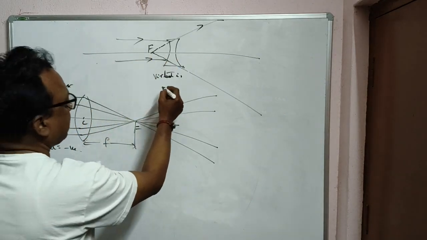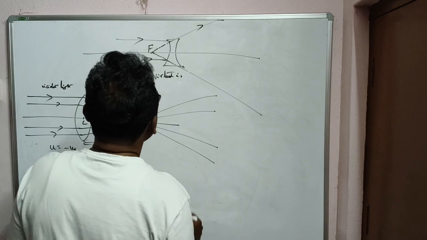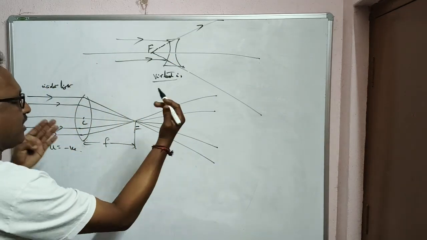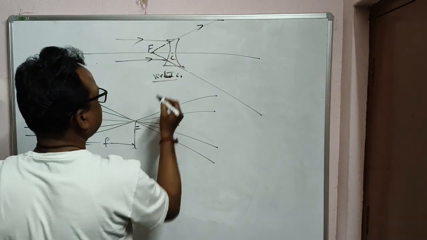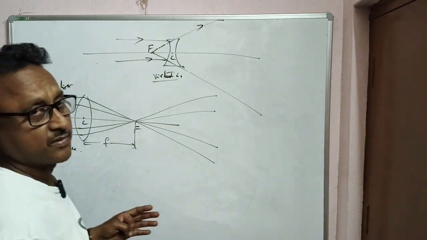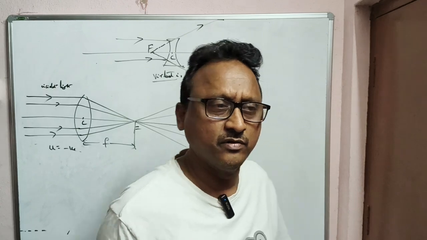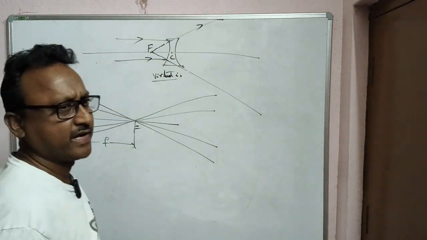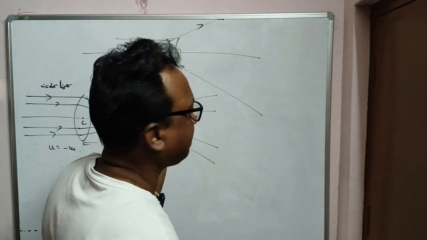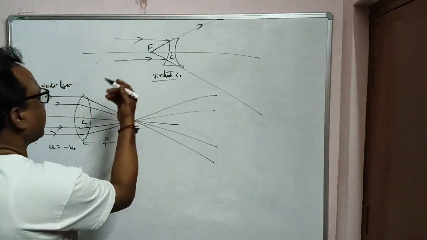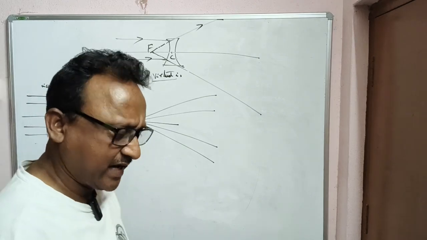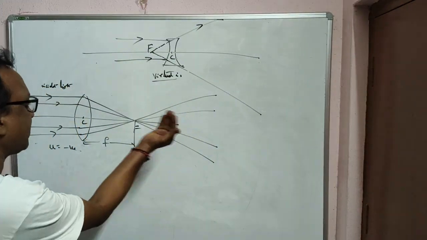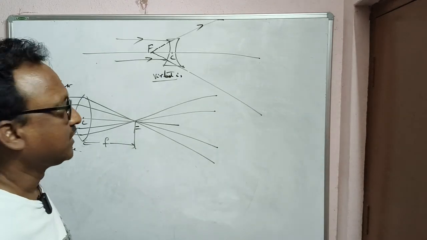So in the case of concave, the image is virtual. You can see the dotted line, and this is the optic center, and all distances are measured from the optic center. As I already told you, if the image forms on this side, it is negative; if it forms on this side, it is positive. And object distance is almost always negative, because it is always measured from the optic center.